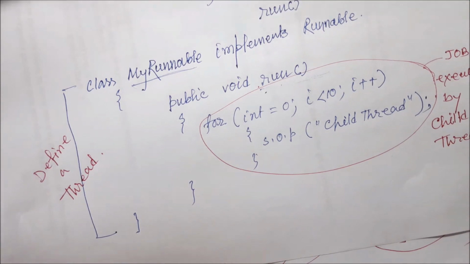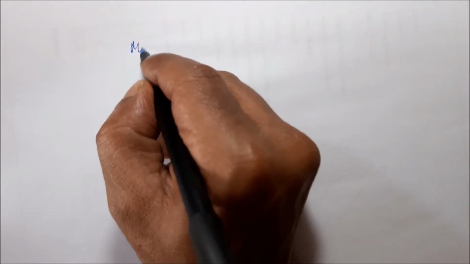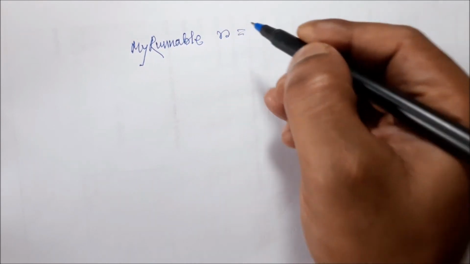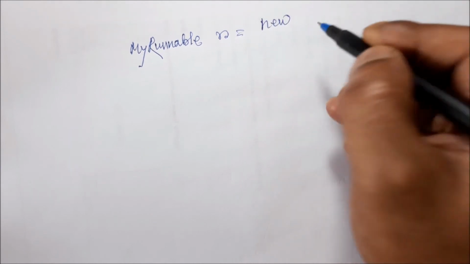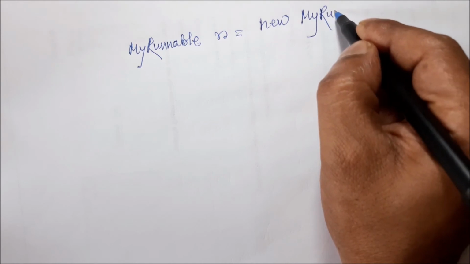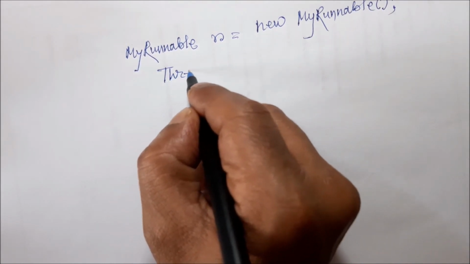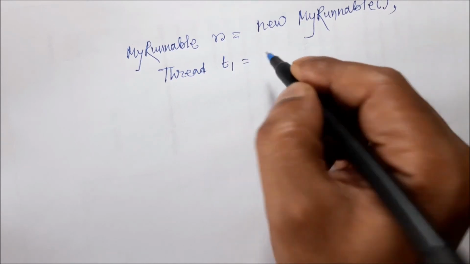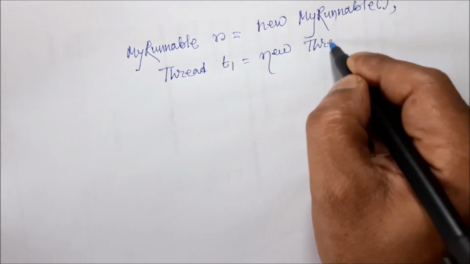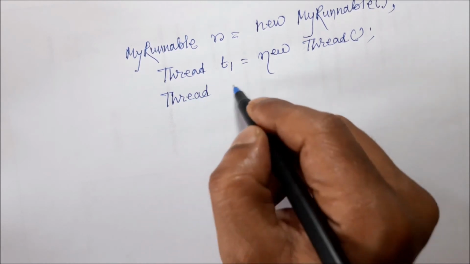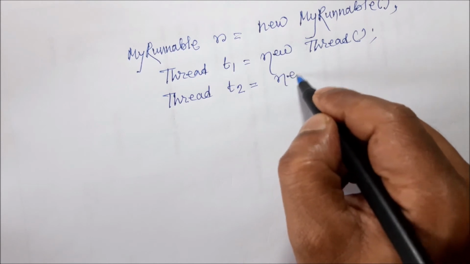Let us say in this example many points come to mind. First, I write MyRunnable r equal to new MyRunnable. Then I create a thread, for example Thread t1 equal to new Thread, and we have created another thread instance, another thread object, for example t2, passing the runnable interface.